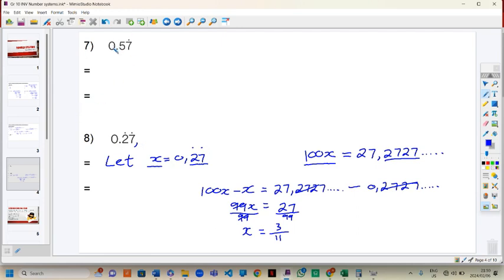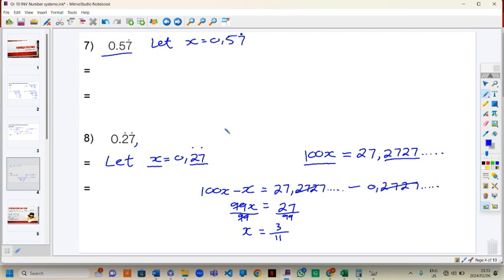Exactly the same thing. I see I've got 0,57, so now only the 7 is recurring. But I'm going to do exactly the same thing. I'm going to let x equal whatever they give me: 0,57 recurring.